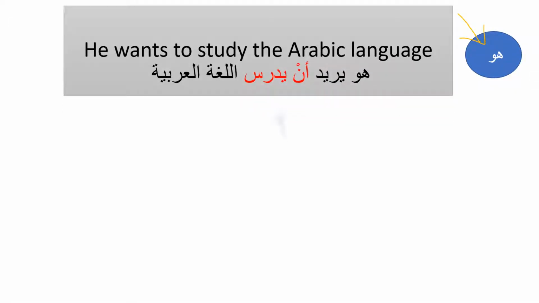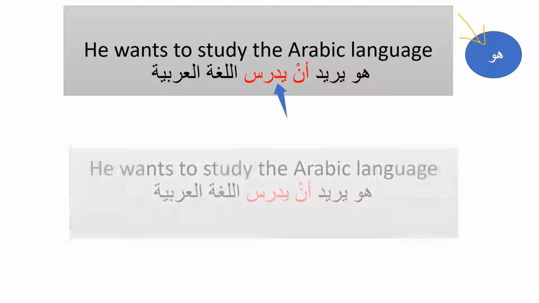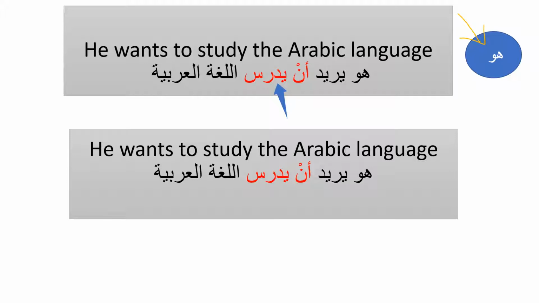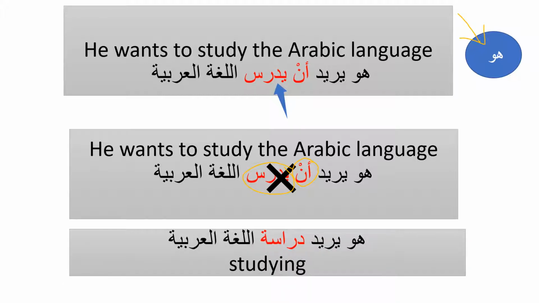I want to do this example. هو يريد أن يدرس اللغة العربية. هو يريد. We have أن which is to, and يدرس to study. He wants to study the Arabic language. Instead of أن يدرس, what can we do? We can use المصدر. هو يريد دراسة اللغة العربية. And both of them are correct. You can use this one, you can use this one.